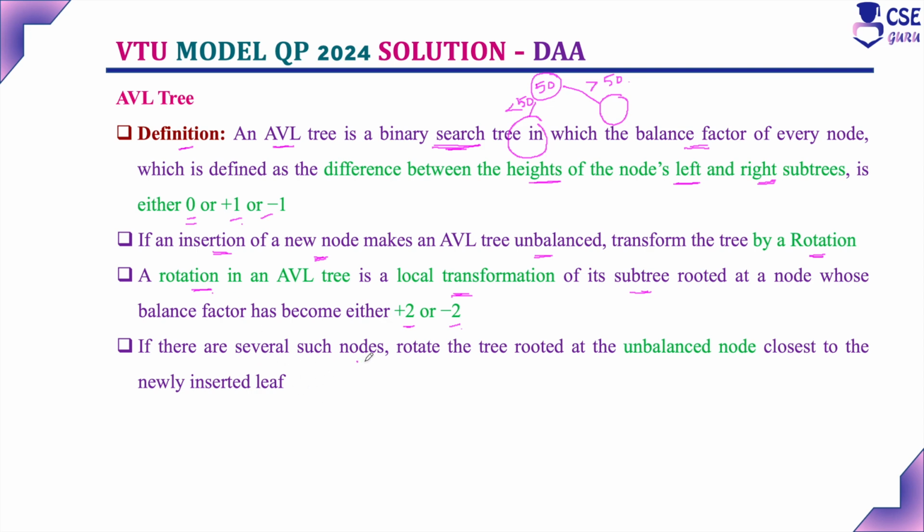If there are several such nodes, we have to apply the rotation to the tree rooted at the unbalanced node closest to the newly inserted leaf, because the unbalanced factor occurs closest to where you performed the insertion. Once the tree satisfies the balance factor, the binary search tree becomes an AVL tree. So these are the conditions for an AVL tree: it should satisfy the binary search tree condition and the balance factor condition. Then it becomes an AVL tree.